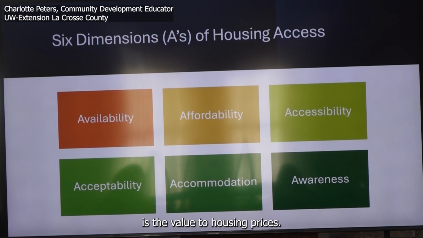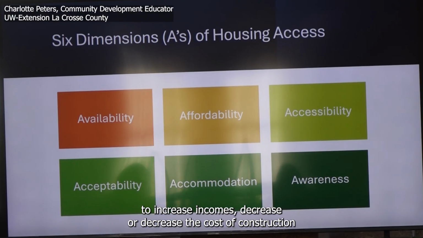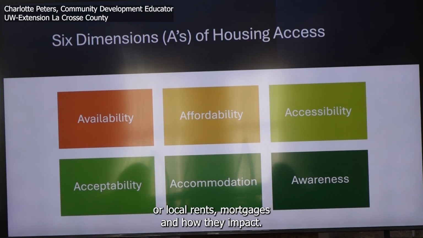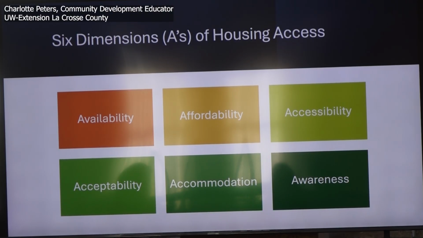Affordability is the balance of housing prices and owner-renter income. Products and programs are used to increase incomes, decrease the cost of construction, or lower rents and mortgages, and have an impact. Here, the inventory is equal to a plotting of area incomes relative to area housing rents and mortgages.